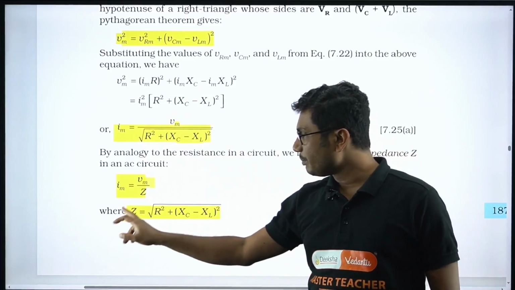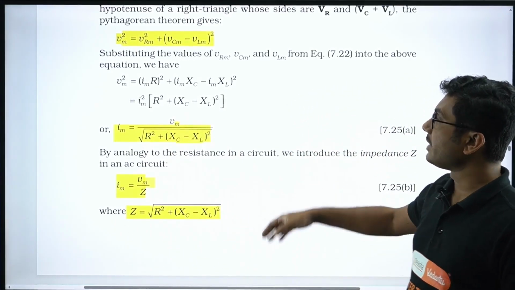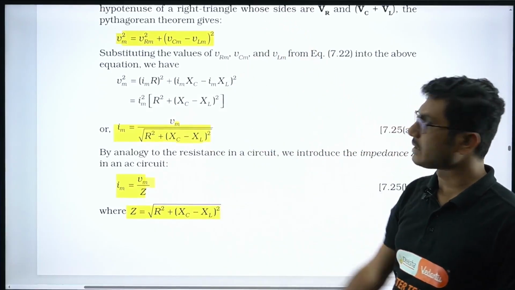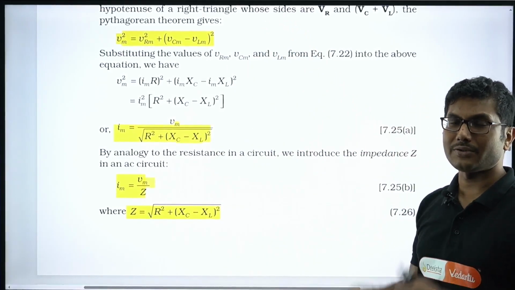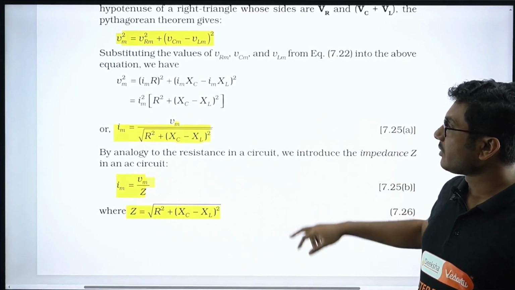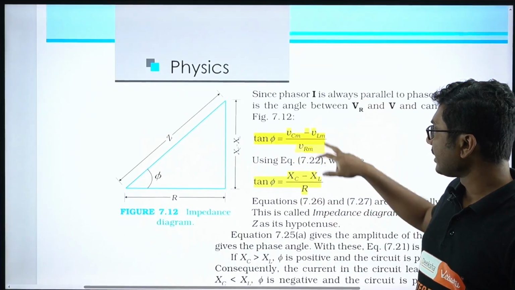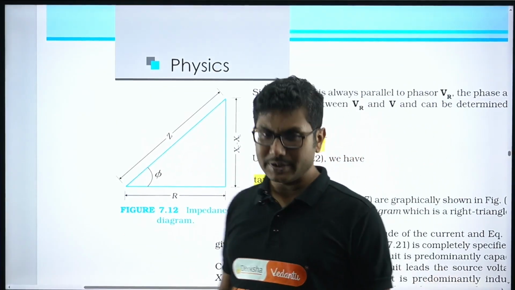What is this value? This is called the impedance of an RLC circuit. This formula is very, very important. All these formulas are super important. Based on this, any numerical can come. So these are the formulas from which questions will come. And this is the phase difference. Phase difference means the angle.